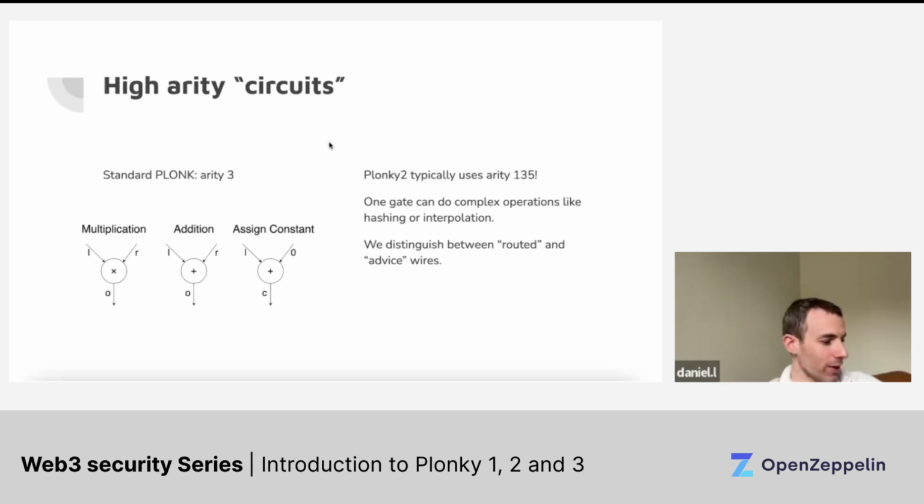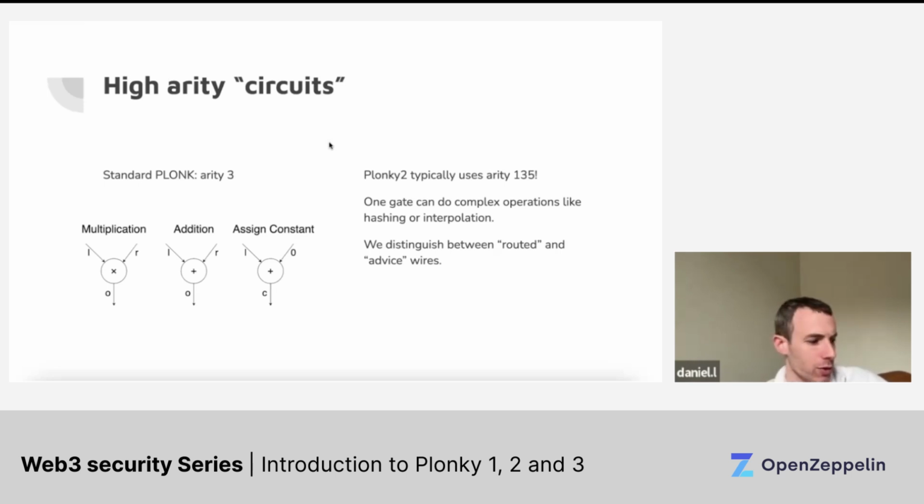Yeah, it is a bit challenging sometimes. And by the way, the number 135 is kind of the default arity we use, and it comes from Poseidon. We actually have a gate that does an entire Poseidon permutation, and that takes us 135 wires, with one wire per S-box. We need 135 wires to do it.